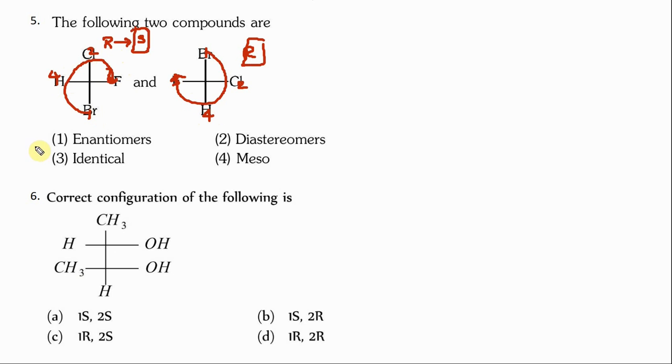This is R, 4 is in the vertical plane, so it is R. S and R are enantiomers. This is the fastest way. Let's do number 6 based on this. Correct configuration of the following.